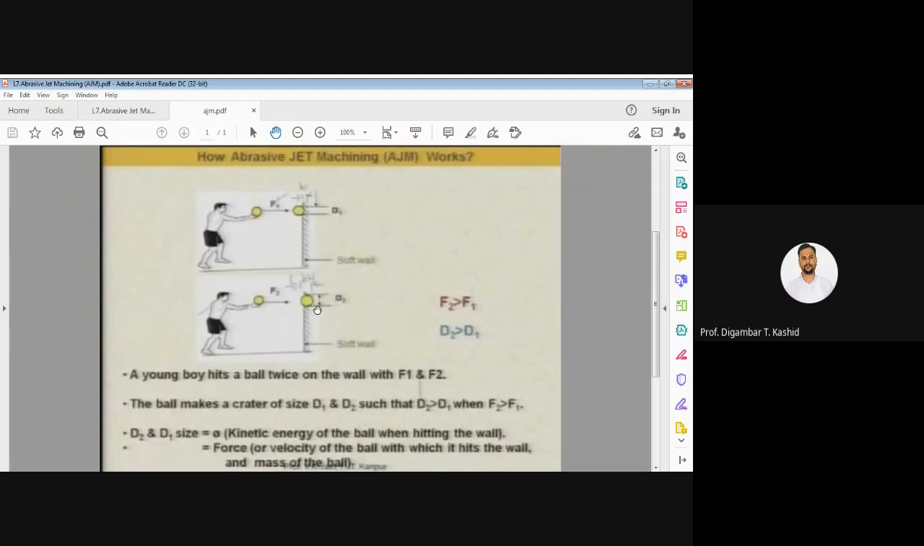Whenever the kinetic energy is high, the depth of penetration will be high, as well as the diameter of the crater will be high. In this diagram I have shown D2 and D1. That totally depends on the kinetic energy of the ball when it is hitting, and kinetic energy means you can take the force into the mass of the ball.